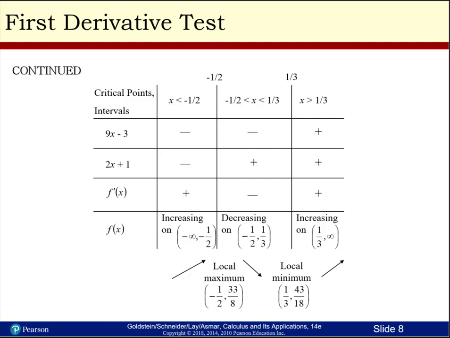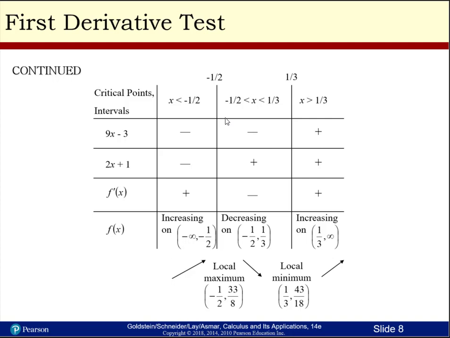You'll notice I have my two factors, 9x minus 3 and 2x plus 1. I'm going to plug some number in where x is less than negative 1/2. Any number to the left of negative 1/2, you could do negative 2, negative 3, negative 50, doesn't really matter, but when you plug those in, you will get a negative for each of those two factors. Multiplying those together, you will see that you have a positive slope, so that means it's increasing on this interval.